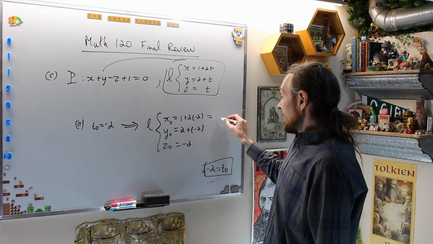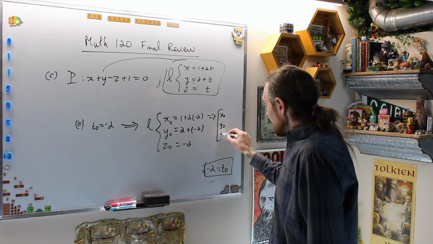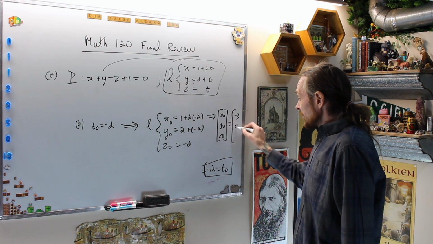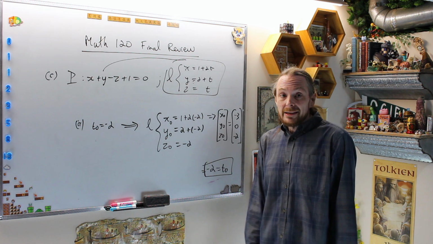So this gives me negative 4 plus 1, which says our three-dimensional point x naught, y naught, z naught is equal to negative 3, 0, negative 2. That is the point of intersection of that line and that plane.